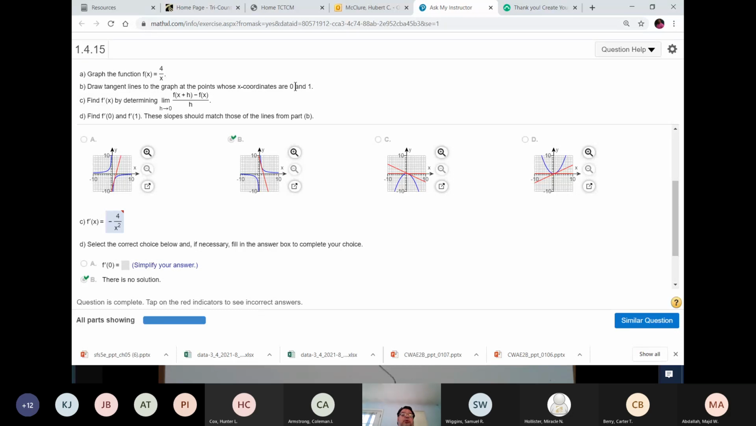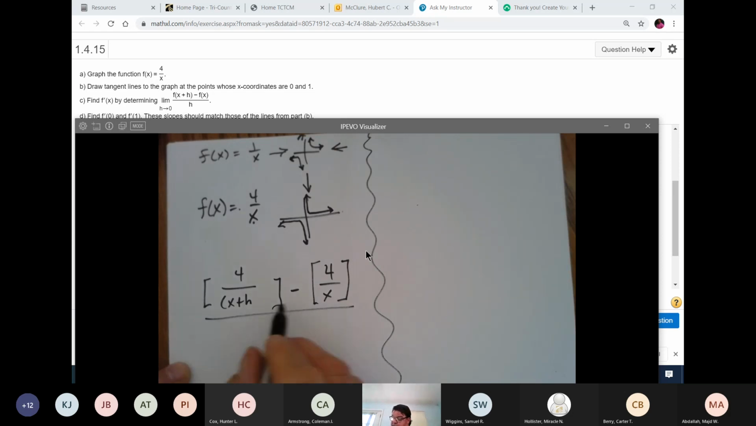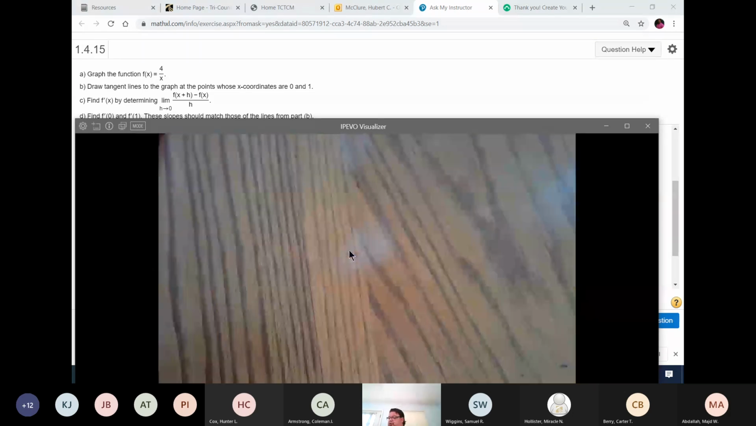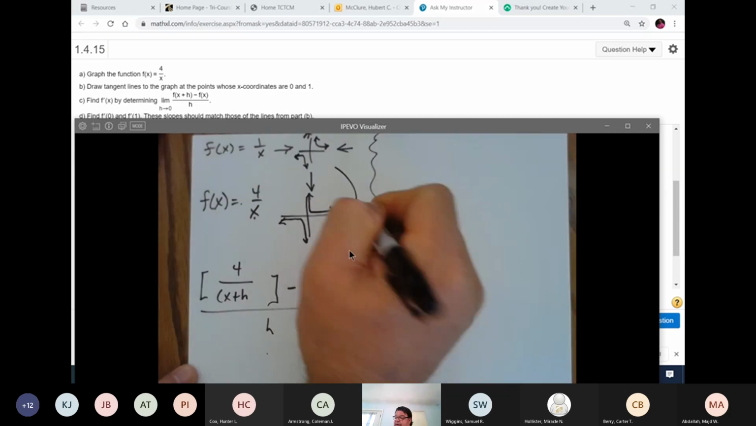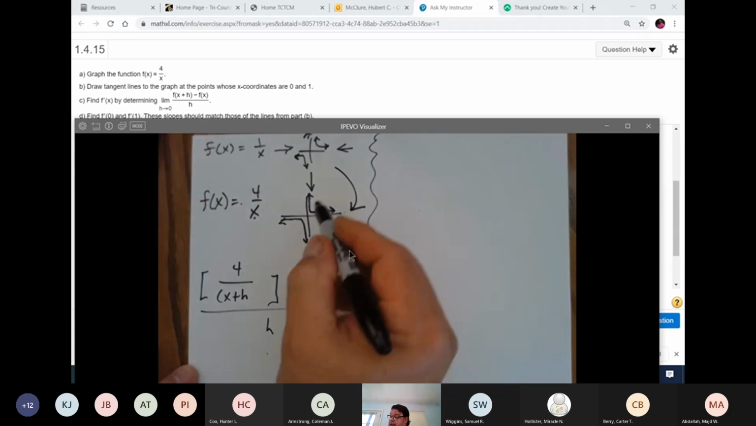Okay, now they want you to draw tangent lines to the graph at the points whose coordinates are 0 and 1. Okay, well, I'm worried about that later. Let's go ahead and do the difference quotient. So that means I'm going to take 4 divided by x plus h, and I'm going to subtract 4 over x and put all that over h. And then I'm going to get ahead of it a little bit and go ahead and take the limit. After I do this, I'm going to do the limit because we're in derivatives now, and I'm going to show you the calculus side also. So here's graphing it. That's self-explanatory. You can do that on a calculator also.